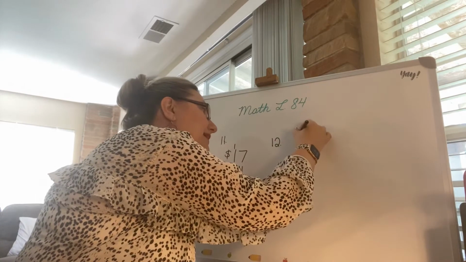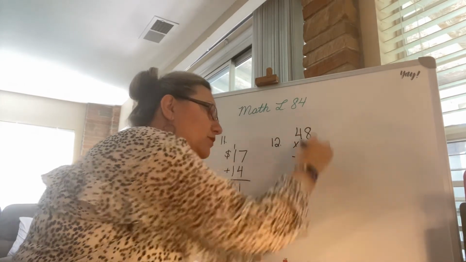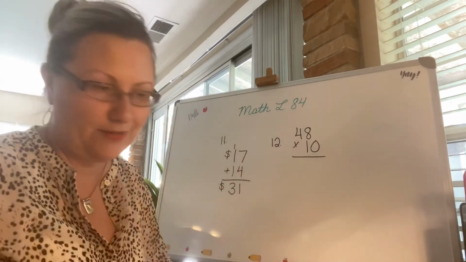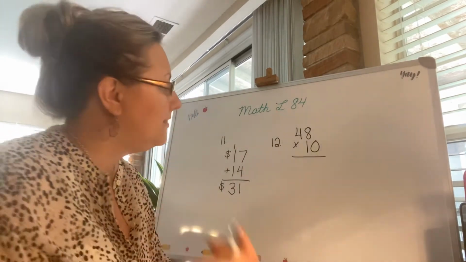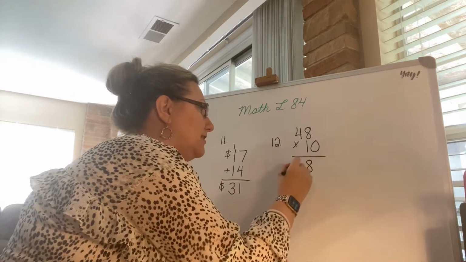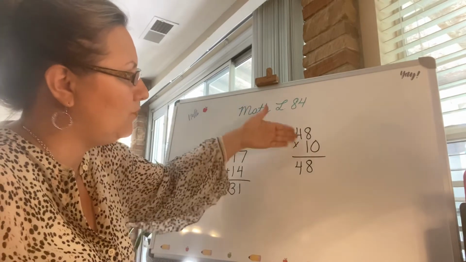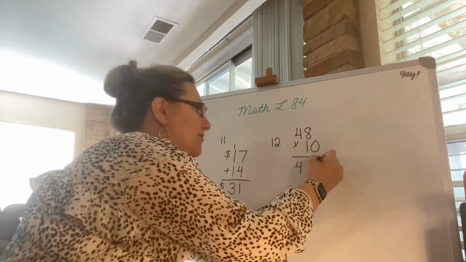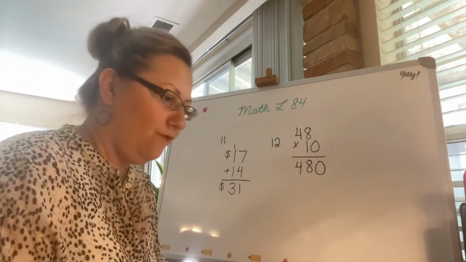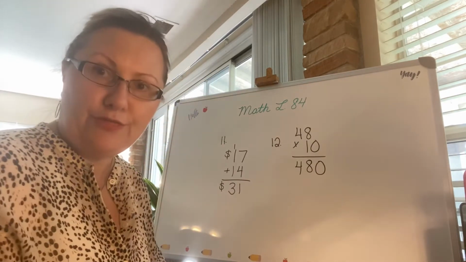I'm going to write it this way to make it easy to multiply by that multiple of 10, which is what this lesson is about. And we have 1 times 8 is 8, 1 times 4 is 4. You could have just simply said, oh, that's 48 times 1, that's 48. Add the 0, and we get 480. Okay, number 13.